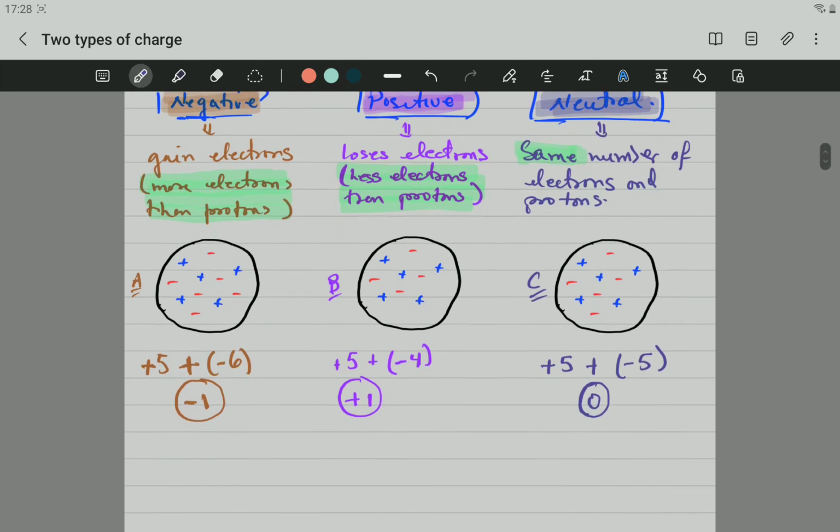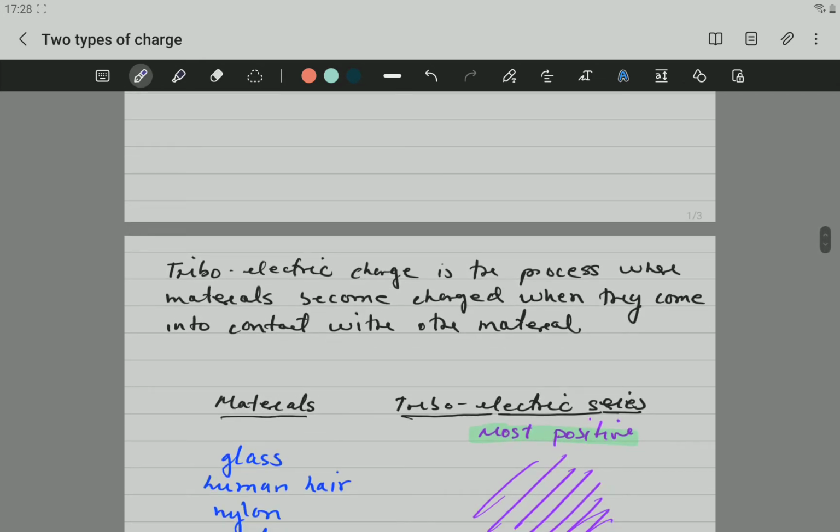Okay, so let's go to the next part. The next part is a definition called triboelectric charge. Triboelectric charge is a process where materials become charged when they come into contact with other materials.